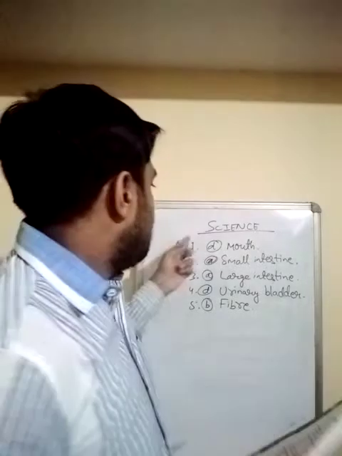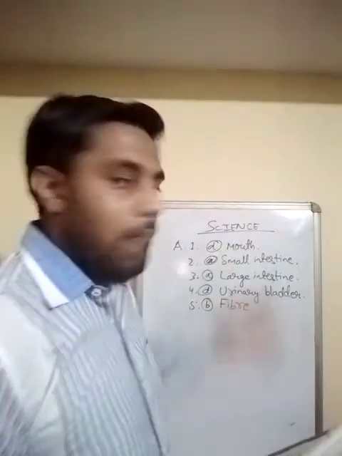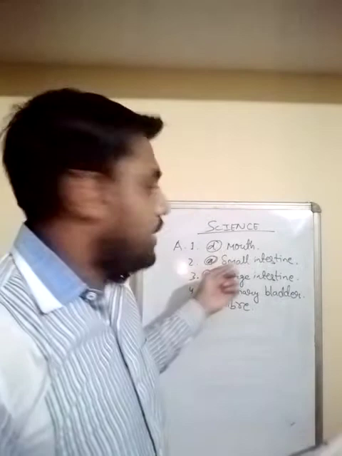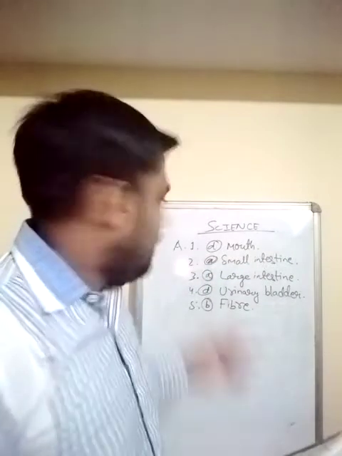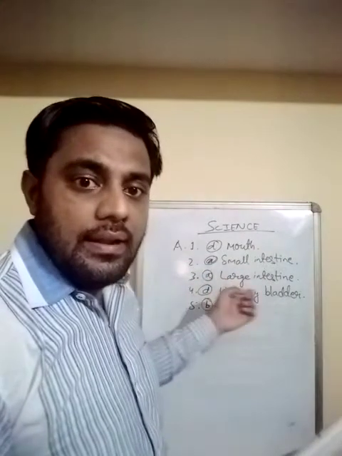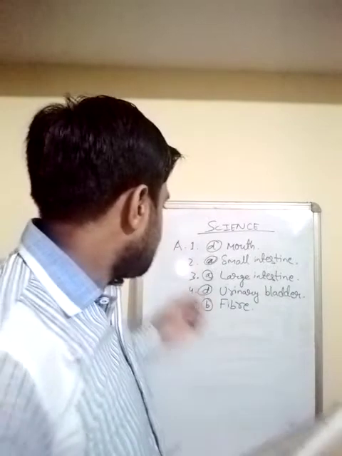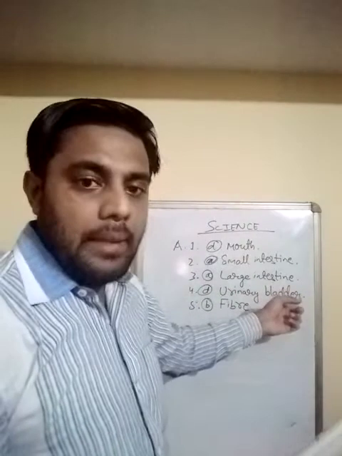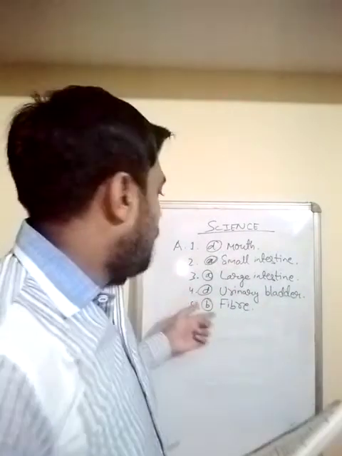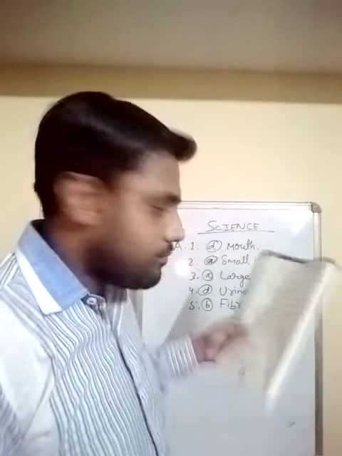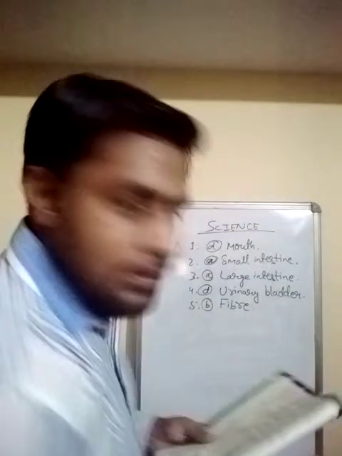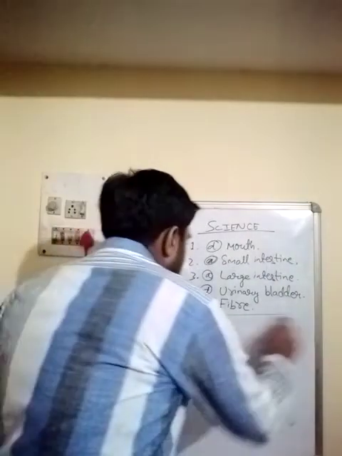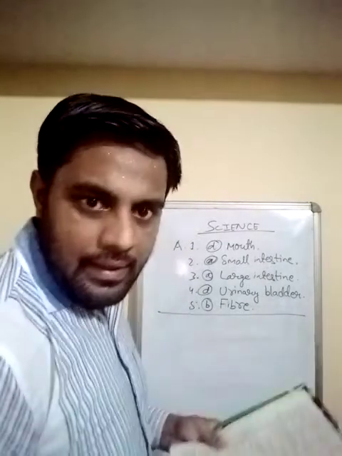Your answers are number 1, option D, mouth. Number 2, option A, small intestine. Number 3, again option A, large intestine. Number 4, option D, urinary bladder. And number 5, option B, fiber. Alright, dear children, this marks your exercise A.